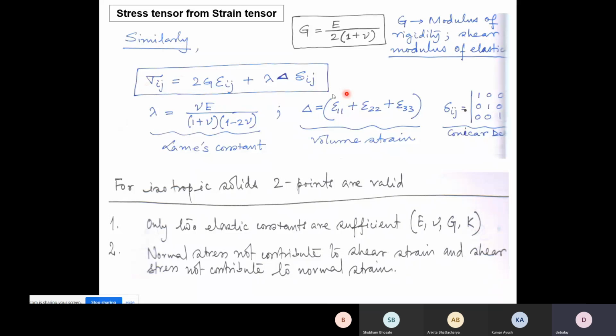The same generalized form can be used where lambda is called Lame's constant. Here is lambda, Lame's constant, nu E by (1 plus nu) into (1 minus 2 nu). Delta is the volume strain, epsilon 11 plus epsilon 22 plus epsilon 33. And Kronecker delta is again just telling that for normal stress and strain, this second term will be there. For shear, the second term will not be there. So for isotropic solid, 2 points are valid. Only 2 elastic constants are sufficient.